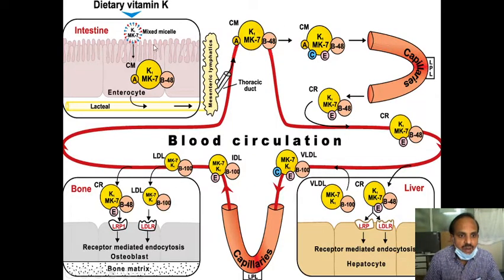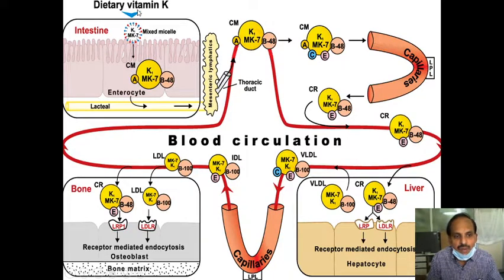If you can see here, whatever dietary vitamin K is there, you know vitamin K is a fat soluble vitamin. Because it is a fat soluble vitamin, it will require the presence of bile and it will form a micelle. So this is the micelle, with vitamin K inside and all the phospholipids with their hydrophobic and hydrophilic regions surrounding it. That micelle will be taken up by the enterocyte and packed in the form of a chylomicron.